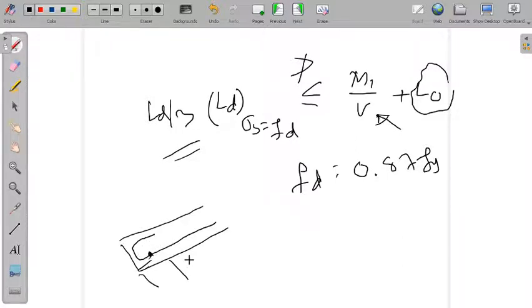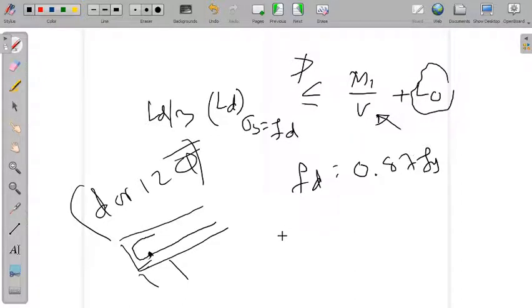Any hook or mechanical anchorage at a simple support, any type of anchorage we are providing, and at a point of inflection, L0 is limited to the effective depth of the member or 12 phi, whichever is greater. So wherever there is a point of inflection, this L0 will be limited to a maximum of d or 12 phi, whichever is greater. This is how we can decide the value of L0.